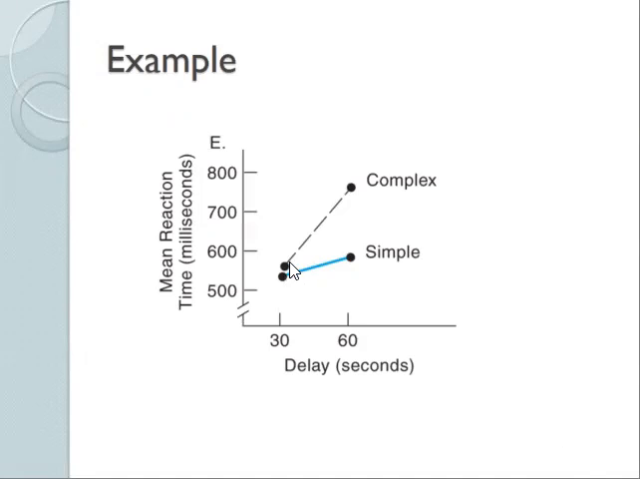Remember that each of these dots indicates a mean for each group. So this dot, let's do one up here. This dot right here would be the mean for individuals in the complex pattern with a 60-second delay. This dot right here indicates the mean for the group that had a simple pattern with a 60-second delay.